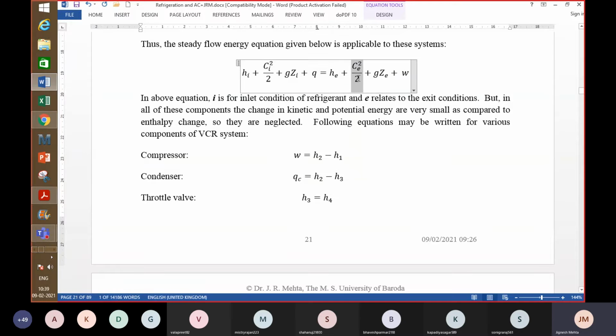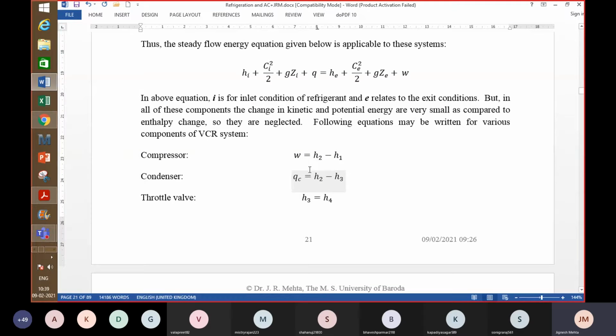We are not saying that it's equal to 0, right? But the change is very small as compared to the change in enthalpy, right? And you might have already solved some examples and already realized these things. Okay. So we don't want to unnecessarily complicate the calculations and probably waste time on that. And that's why we are simplifying the equation as much as possible so that you can do the calculations quickly. Okay, so H2 minus H3, that is the condenser work.